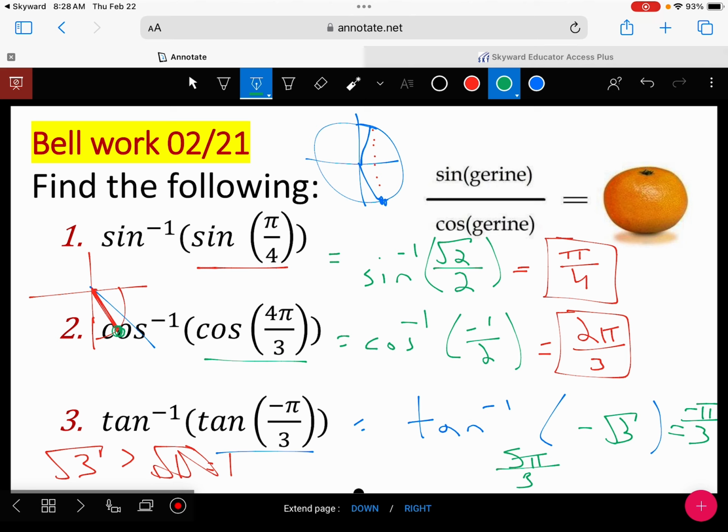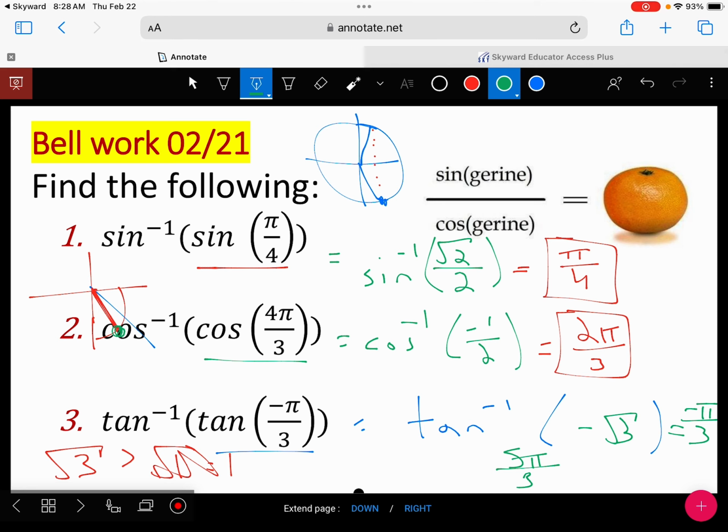Any questions with 1 through 3, how we got these? Yeah? How do we get from negative root three to, because I understood the negative power of the three was the same as 5 power of the three. But how did we get from the negative root three back to the negative power of the three?